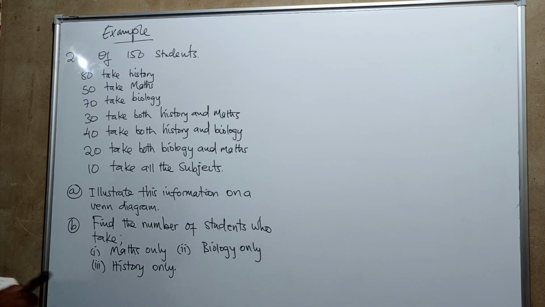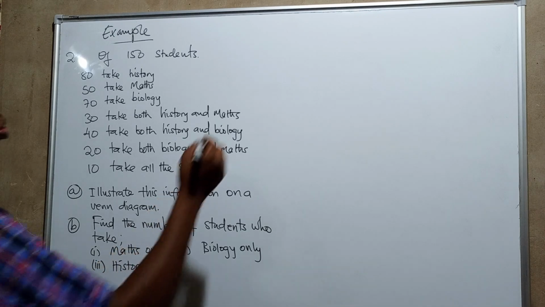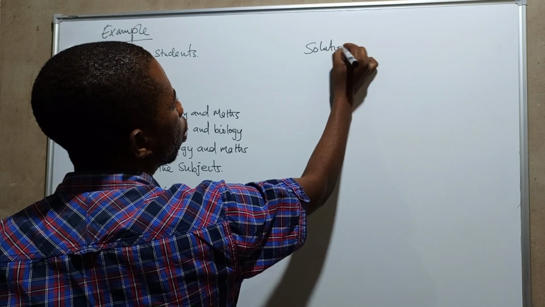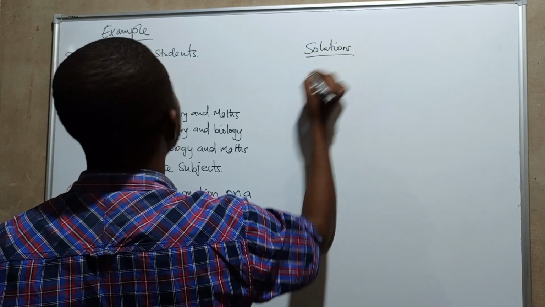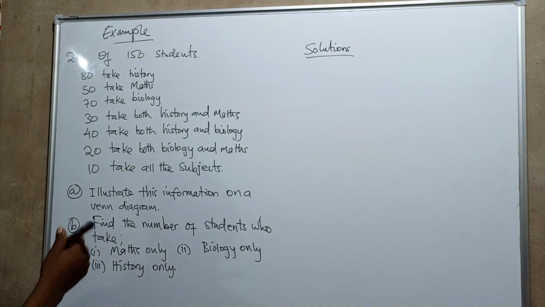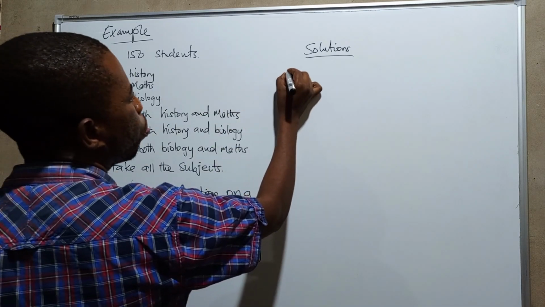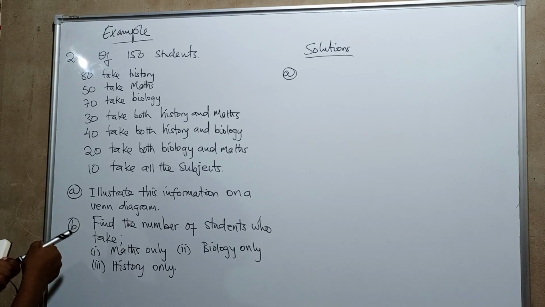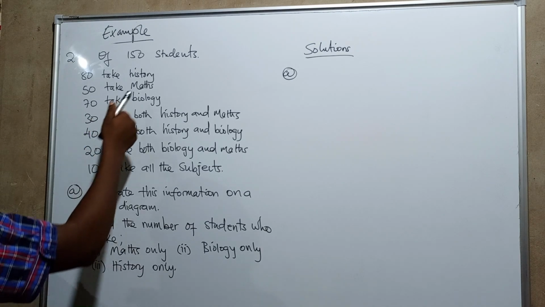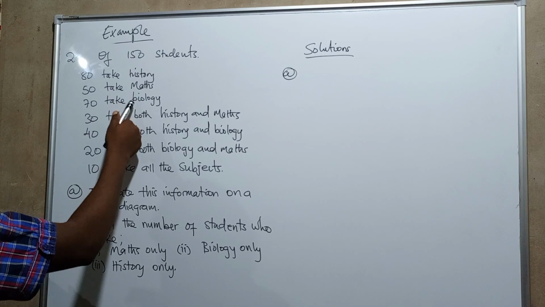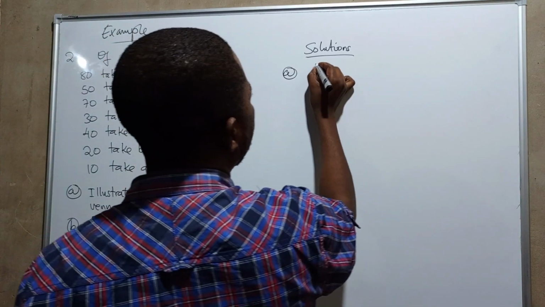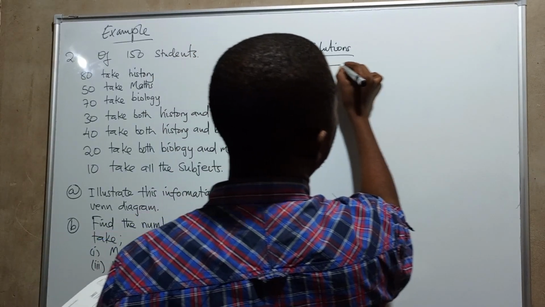Okay, so let's go for solutions. I'll put the solutions here. So, A, they want us to illustrate this information on the Venn diagram. So, we have how many subjects? History, maths, biology. So, you write a Venn diagram with a universal set like this.